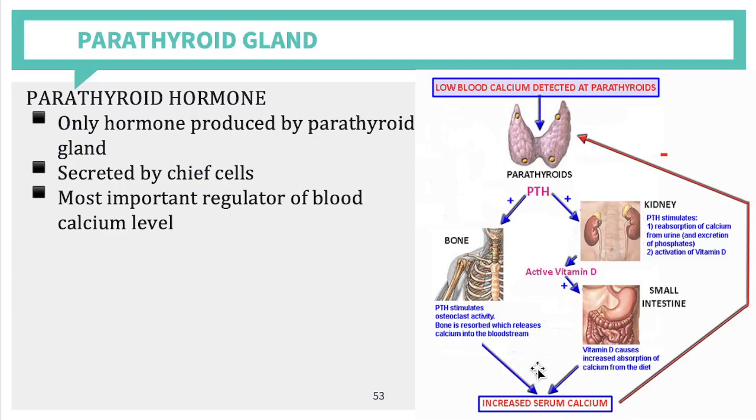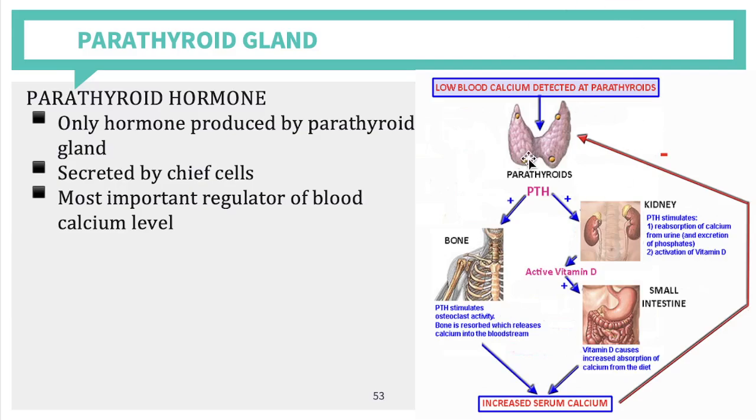What will happen? It will now create an inhibitory, negative feedback on our parathyroid gland to stop the release of your parathyroid hormone, because the serum calcium is already high. Our serum calcium has been normalized. Okay? That's how the function of your PTH works.